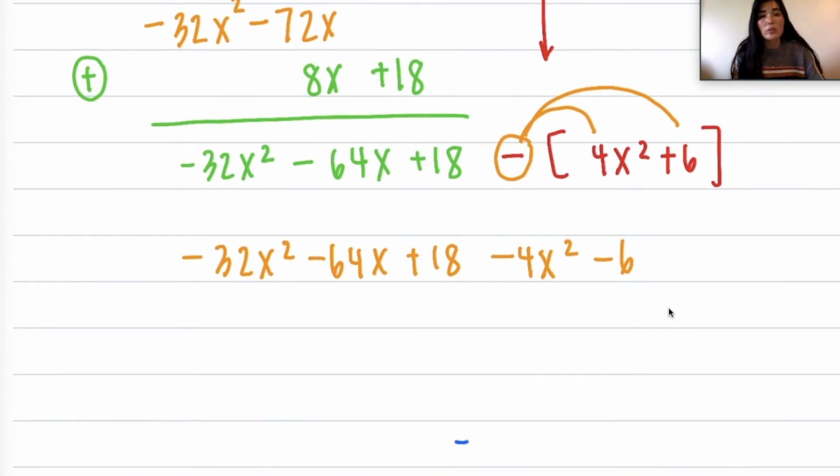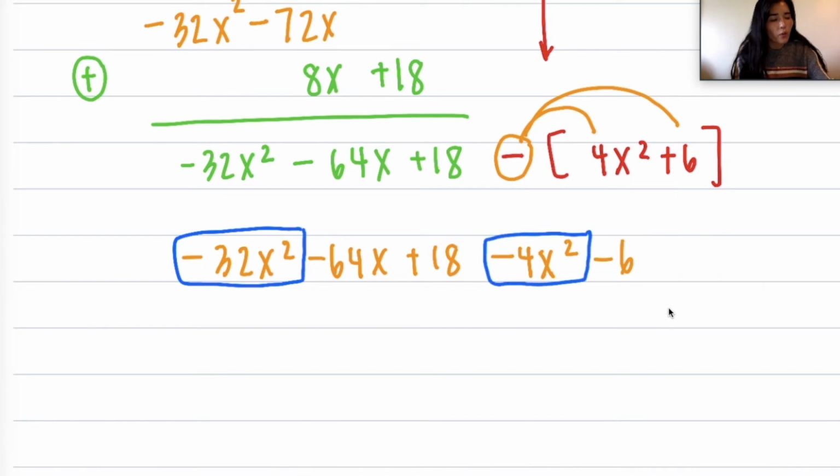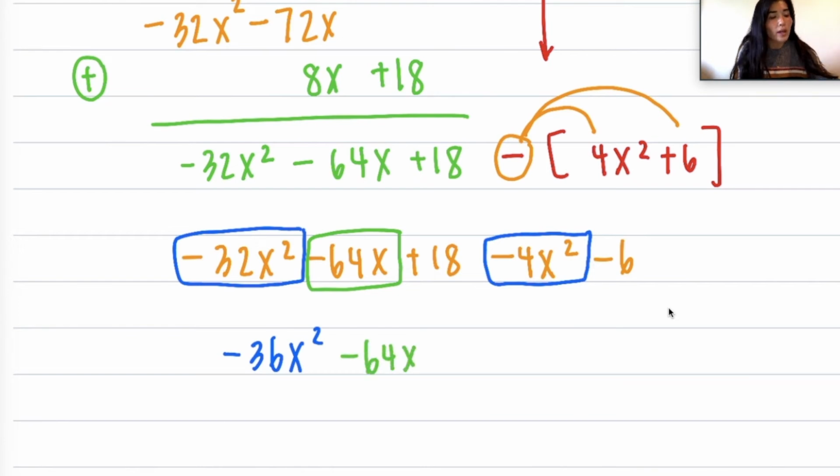From here now is when you can go ahead and combine those like terms. So I always like to start with my x squares. So you'll notice here I have a negative 32x squared and then a negative 4x squared. And remember, we are combining. So negative 32 and negative 4 are going to combine to a negative 36x squared. All right, do the same with your x's now. So notice here I have negative 64x. No other x's, so I'm going to just leave that negative 64x.